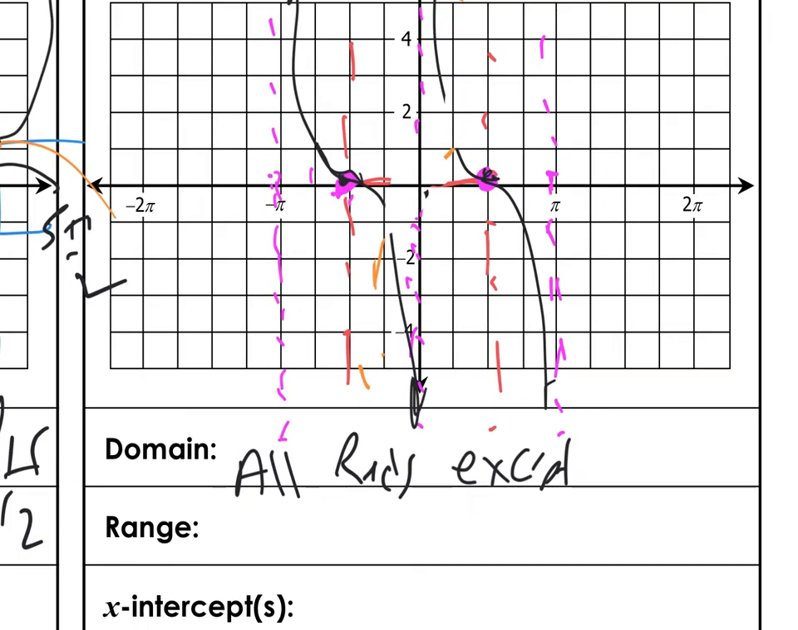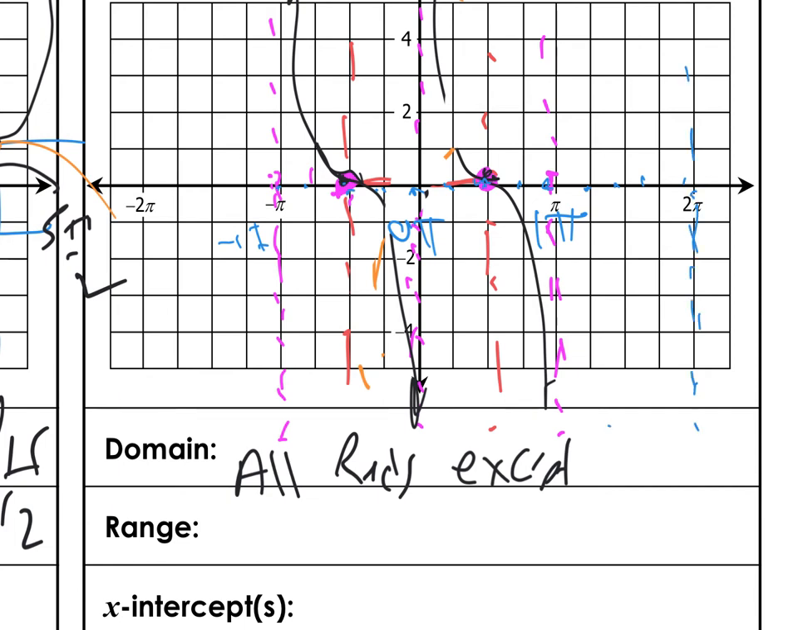Okay, I have 1 at 0. I have 1 at 0 pi. I have 1 at 1 pi. I have 1 at negative 1 pi. Let's see, 1, 2, 3, 4, 1, 2, 3. Did I miscount? Between the asymptotes, 1, 2, 3, 4. 1, 2, 3, 4. I think you were right, Adam.